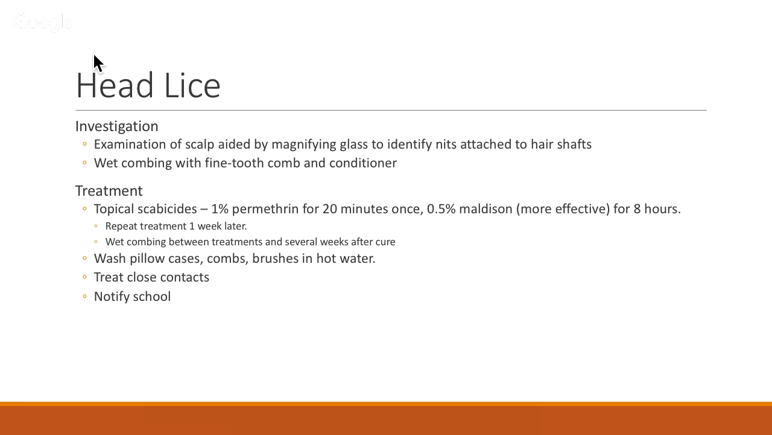Treatment is similar to scabies, where you would use similar topical agents, so 1% permethrin, which can come in the form of shampoos, applied to the head once for 20 minutes, or you can use 0.5% malathion for 8 hours. So that's one treatment. In between, after that treatment, you should keep doing your wet combing, and then you should repeat the treatment again 1 week later. Wash all pillowcases, combs, brushes in hot water, and notify the school and also treat close contacts.